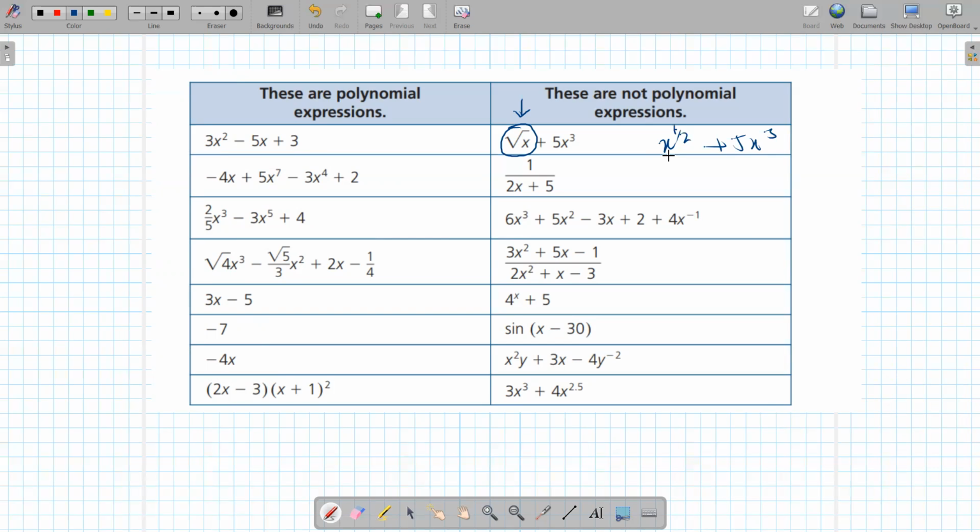It's okay. So root means it's to the power of 0.5. Is that a whole number? No, it's not. Is this a polynomial function? It's not, right? Because of this. What about here? For the second one, what's going on there?